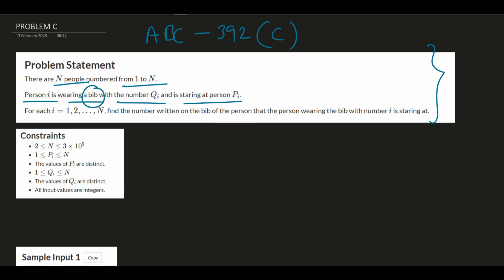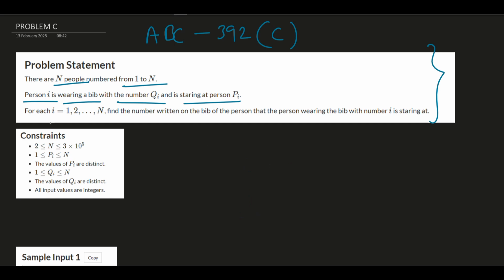So now you are wondering what is a bib. A bib is what you wear when you are eating. Like you are eating something and then you are wearing some cloth here, right? That is called a bib. So a person is wearing a bib with number Qi and is staring at the person Pi. For example, one person is staring at another person, and this person is wearing a bib of number Qi and is staring at a second person, number two. So for example, like this.